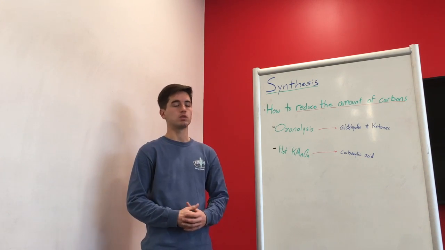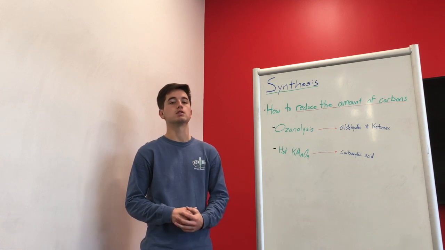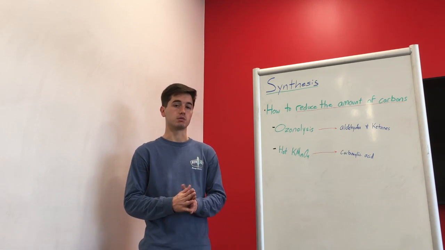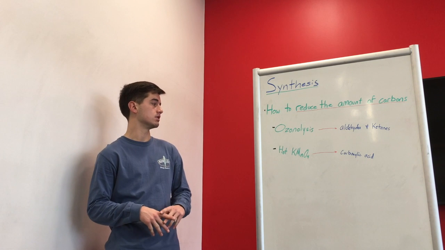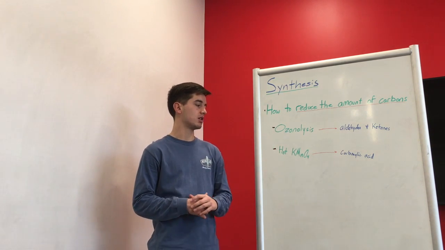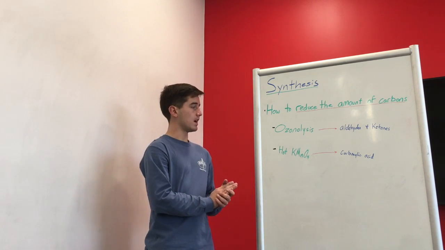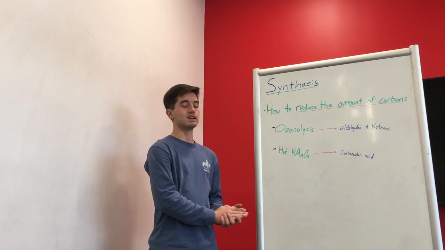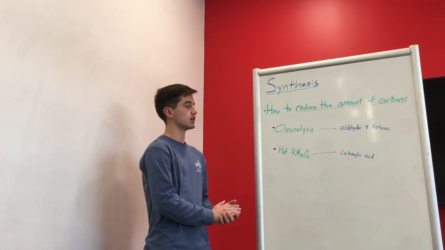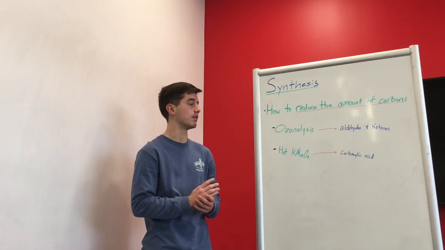Next, for the synthesis of alcohols, we'll look at how to reduce the number of carbons in a chain. So if you want to take your chain and make it smaller with fewer carbons, this is how you do it. You either have to use ozonolysis or hot KMnO4, because both of these will actually cut the chain right in half. And for these reactions, you need an alkene, because ozonolysis will cut the chain right in half. Hot KMnO4 will cut the chain right in half.